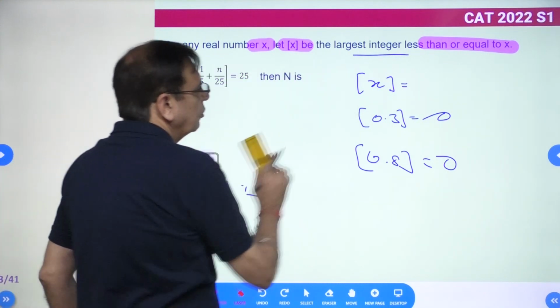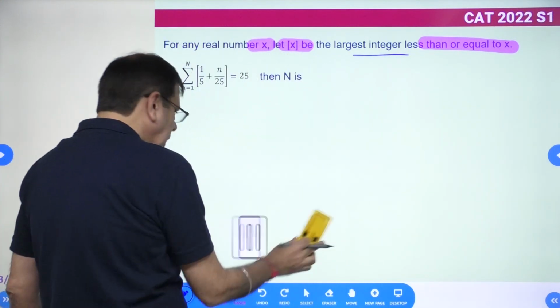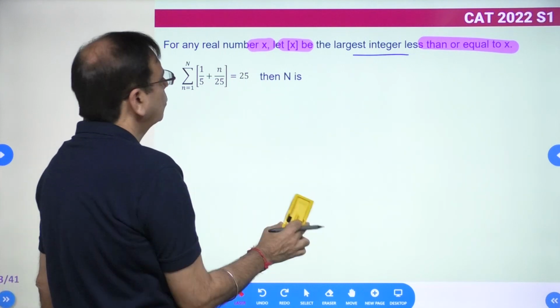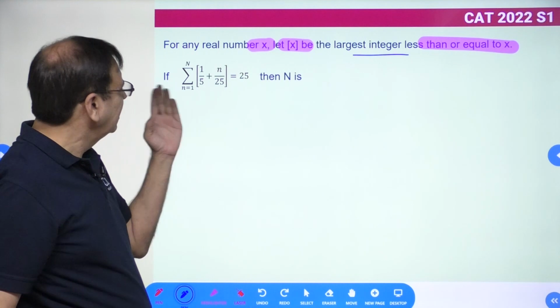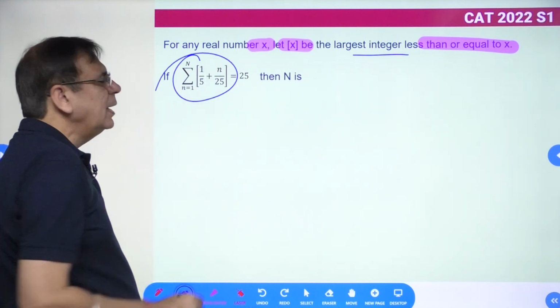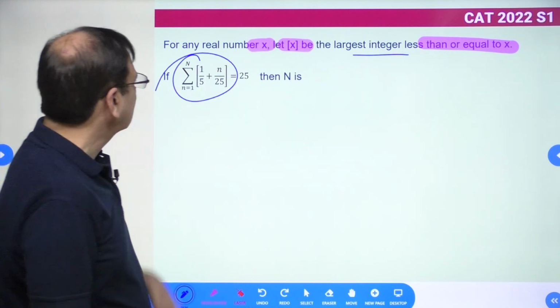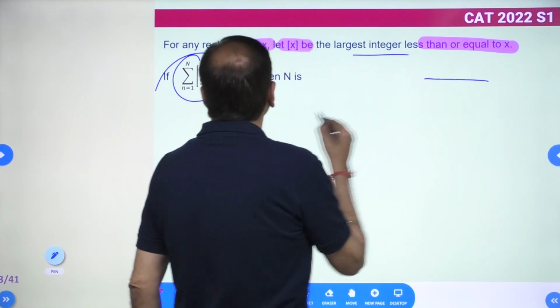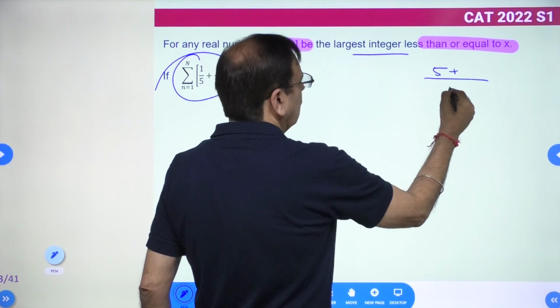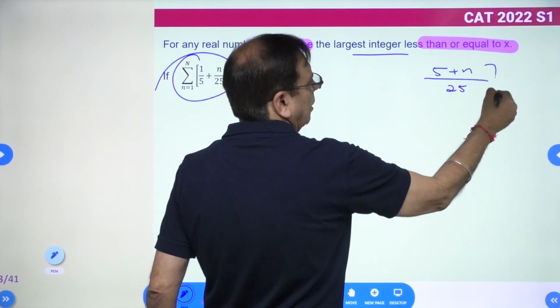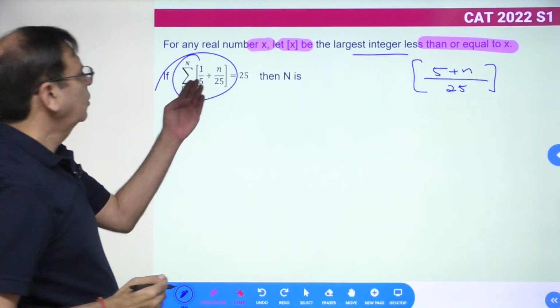Now, second thing, whenever students see such a question with such a stupid looking equation, they just leave it. No, you should not leave it. Since it says n, you can substitute the value. Now, what is this expression inside going to be equal to? It is nothing but, if I take the denominator as 25, this is what it becomes.